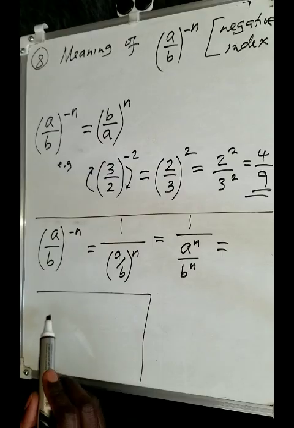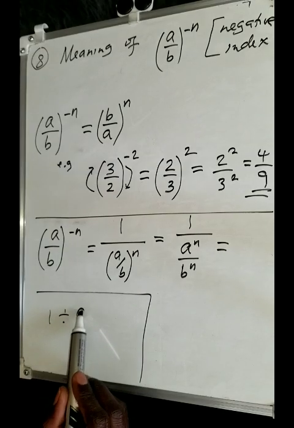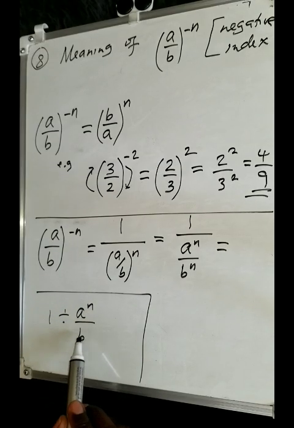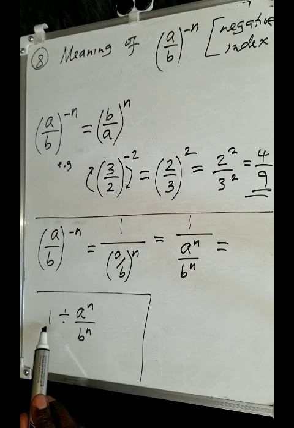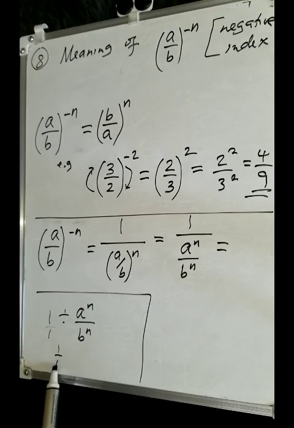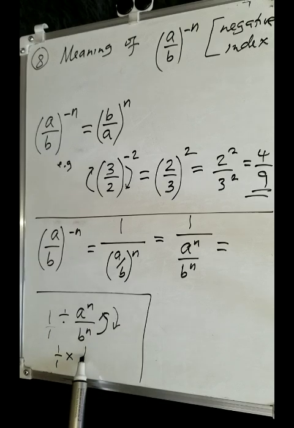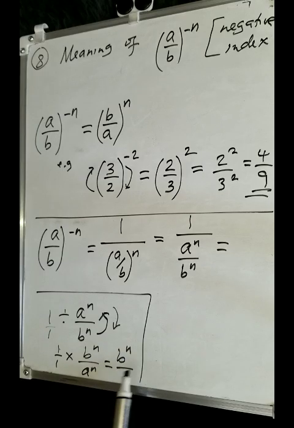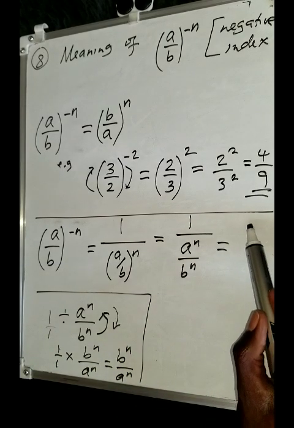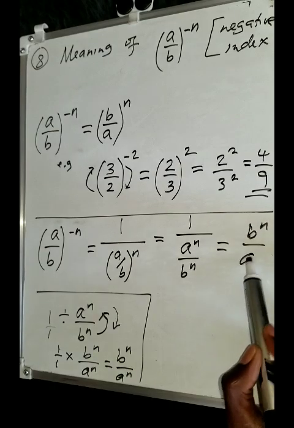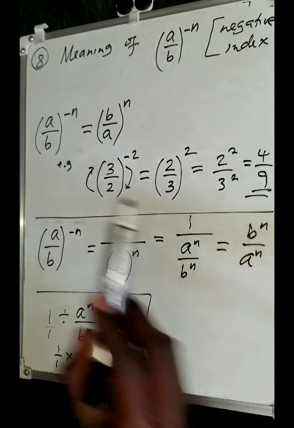That actually, if you look at it, is 1 divided by A raised to the power n over B raised to the power n. Remember, 1 can be written over 1. So if I say times, this guy will go up and this guy will go down. So it will be B to the power n over A to the power n. 1 times that will give you B to the power n, and 1 times that will give you A to the power n. So this will come to B to the power n over A to the power n. Have you seen how it has become?